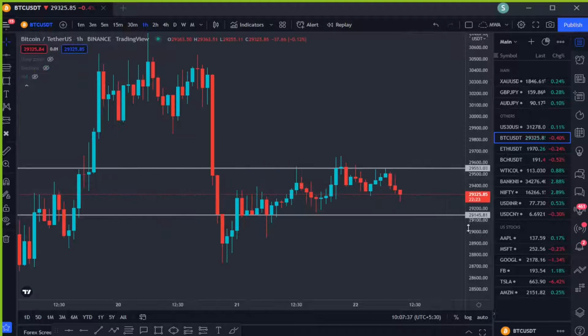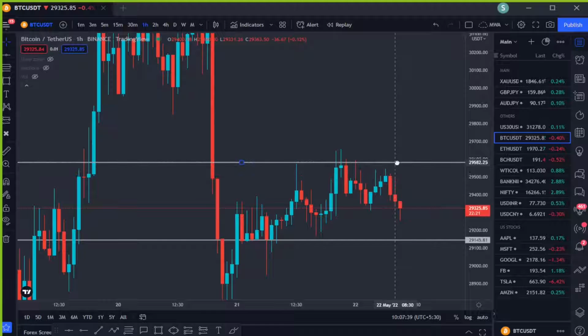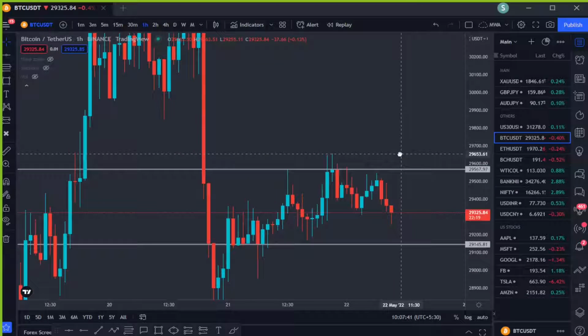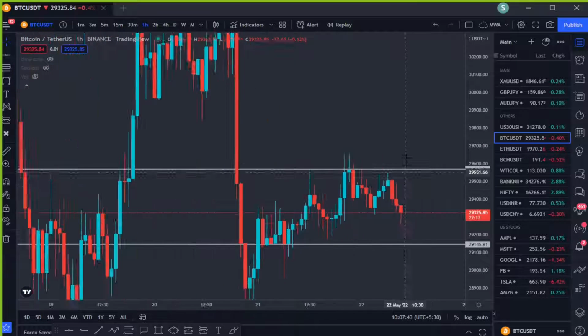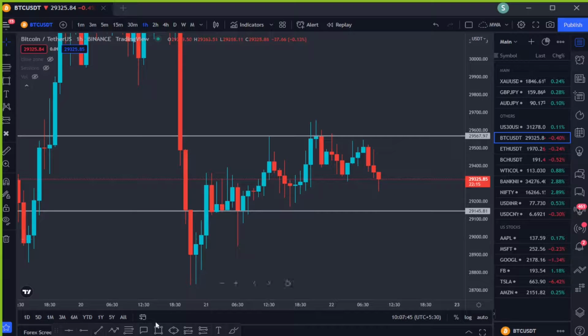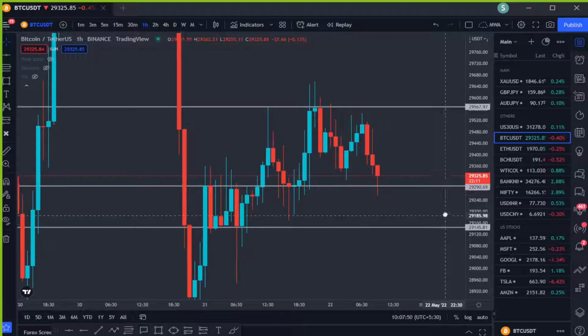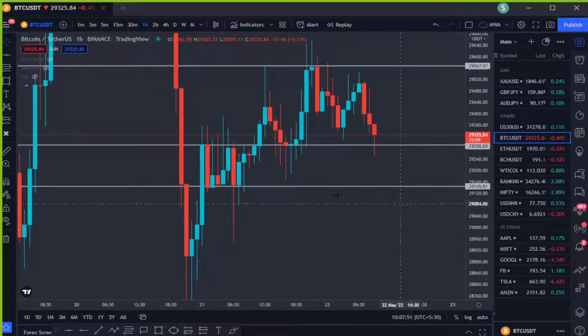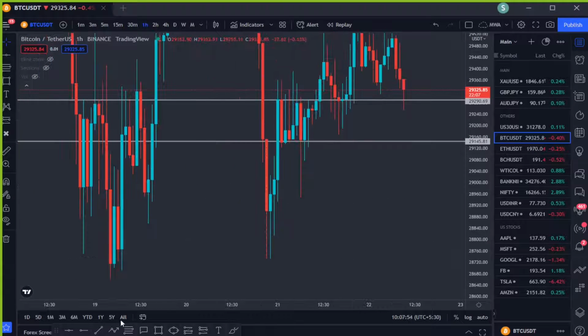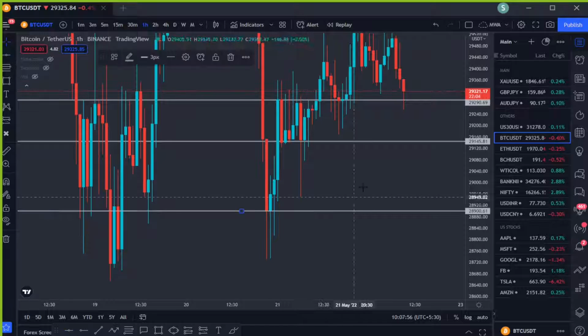So now let's see what's happening on the 1 hour. On the 1 hour as well, we have the same resistance, right? We are waiting for the price to give us a break and close above this level in order to continue higher. Now there is one more support here. This is the support. But I think it's better to look for any short trades right below this level. So this is going to be another support.